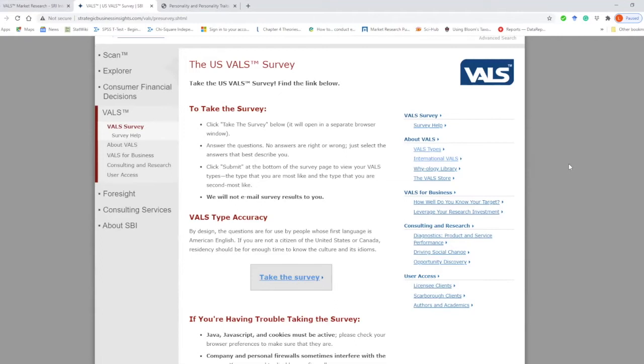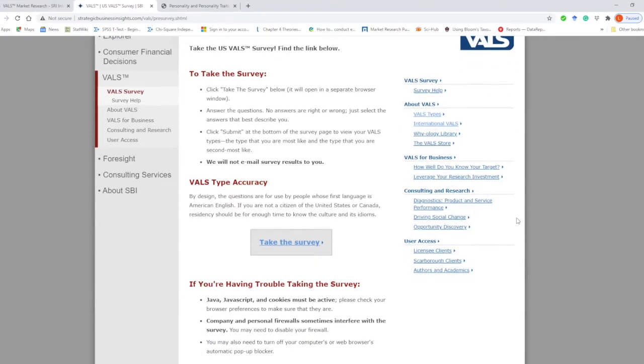However, the main reason why I brought us here is the VALS survey, which positions you as a consumer among one of the 8 types of consumers identified in terms of your psychographics, based on the responses you give to the survey. You can see the Take the Survey tab here, isn't it? When you click on it, it will take you to the survey.